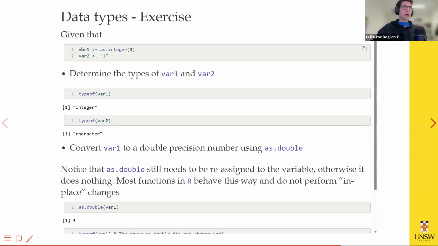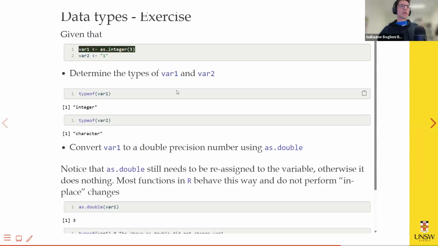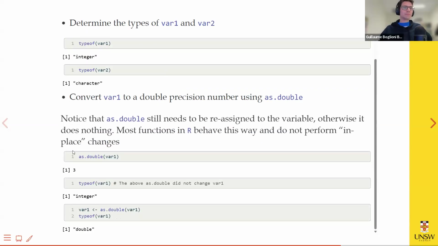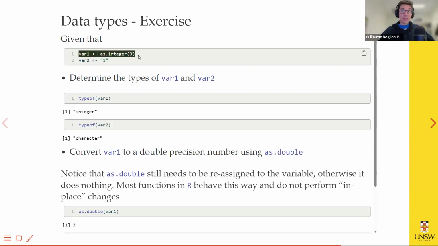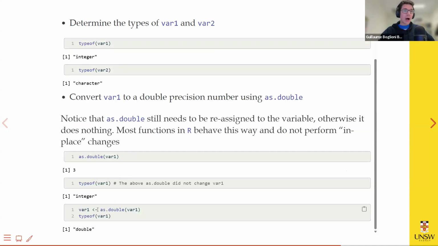Okay. Here, var1 was an integer. If I want to turn it into a double, you can do that using as double. However, you need to reassign a value to the object. What I mean by that, as double var1 doesn't do anything. You need to specifically say, okay, var1 that before was an integer, I want it to now become a double, so you need to reassign as double var1 to var1.